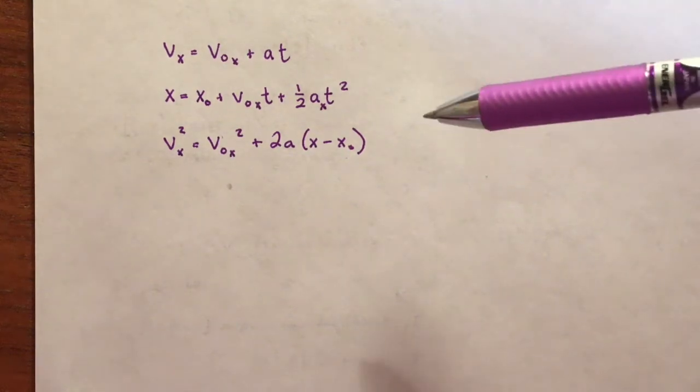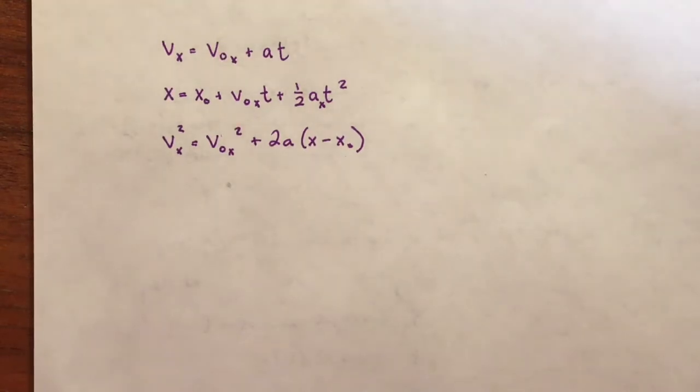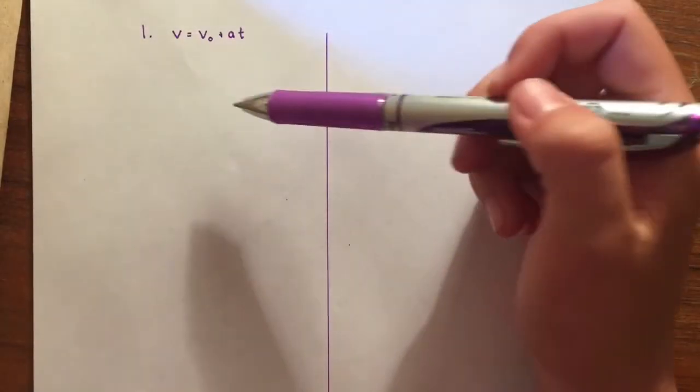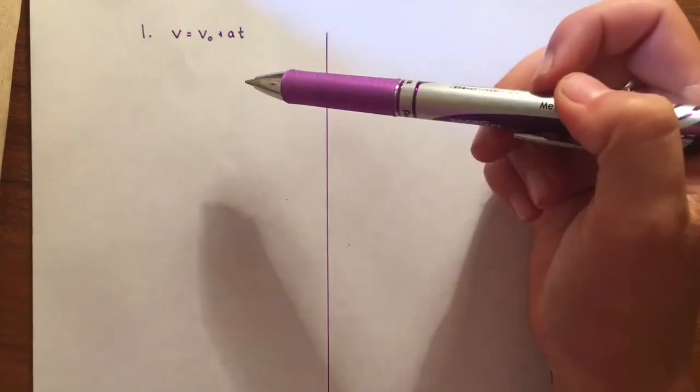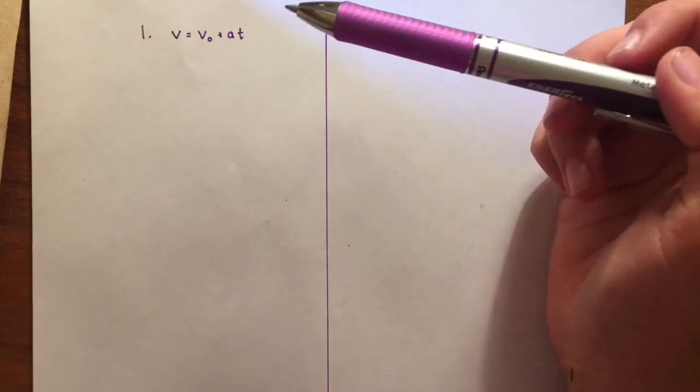Alright, so when you're doing kinematics problems, you're going to be using these three equations. They're in the top left corner of your equation sheet. The first equation on your equation sheet looks almost like this. Let's talk about what each variable represents.